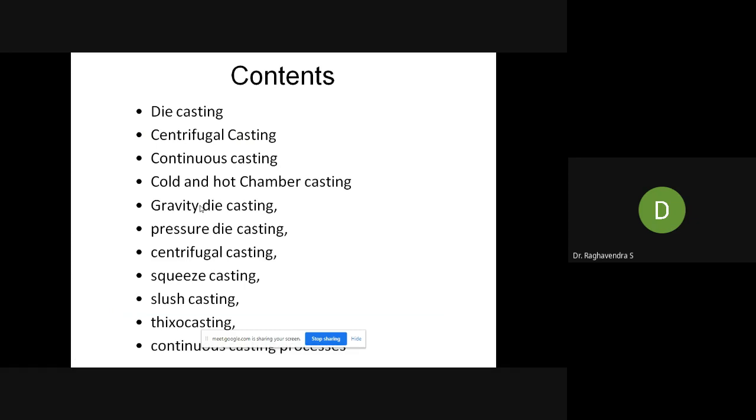Okay, so now we are left with some of the things in this content sheet. We completed die casting, centrifugal, continuous, cold and hot chamber, gravity, pressure die casting, and centrifugal, which we covered in the last class itself. Now we are left with squeeze, slush, and Trickster casting, all these parts. So let us see one by one what exactly these things are.